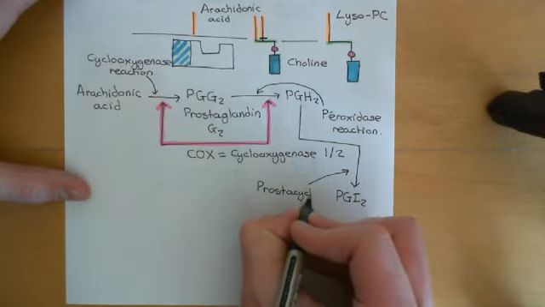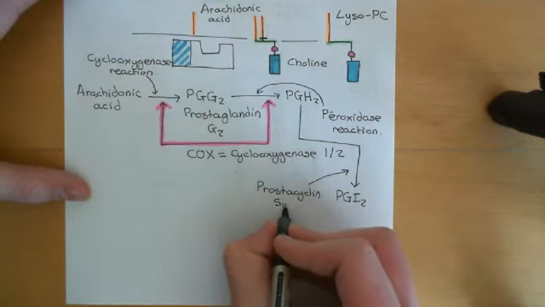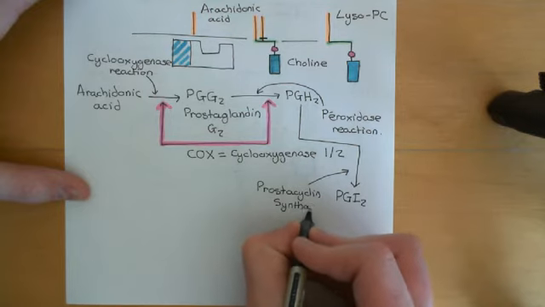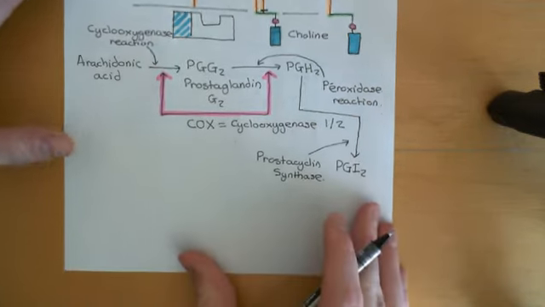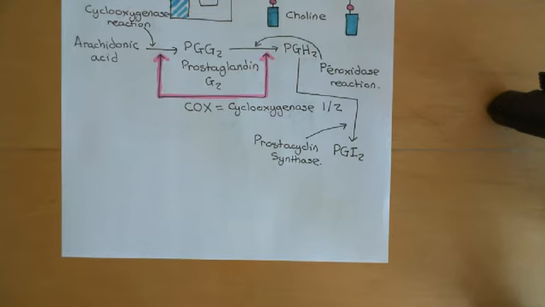Okay, so prostacyclin synthase is going to convert prostaglandin H2 into prostaglandin I2. Okay, the prostaglandin I2 is then going to be released from the endothelial cell, and this is going to go and act on vascular smooth muscle cells.